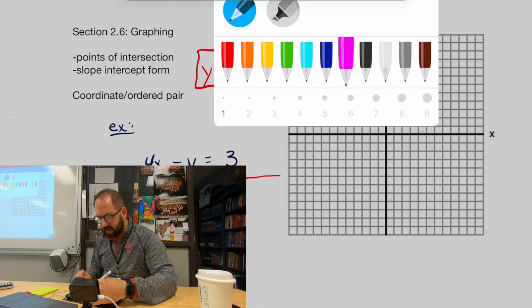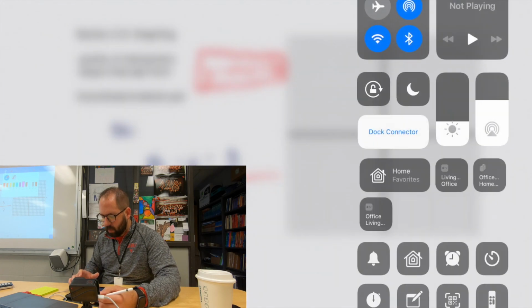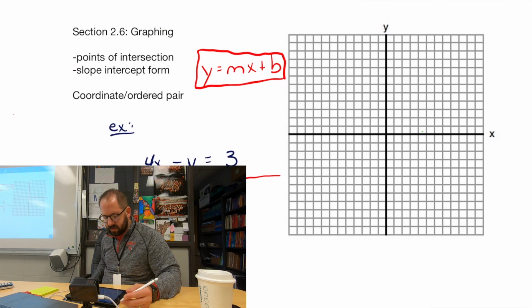I'll do the top one in this purplish color. I should turn off my Wi-Fi. Otherwise, I'm going to get messages all morning.